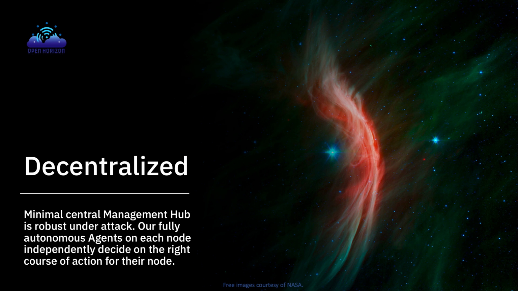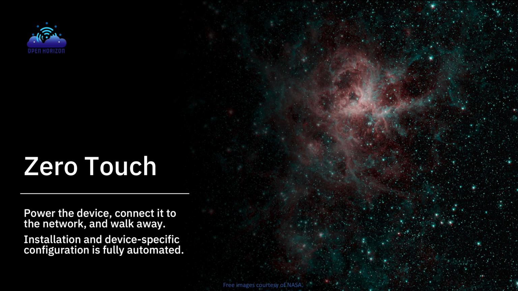Our fully autonomous agents on each node independently decide on the right course of action for managing their own node. It's truly zero touch in the field. You can take the device, bolt it down someplace, add the power, and connect it to the network, and then just walk away. All of the software installation and device specific configuration can be fully automated.